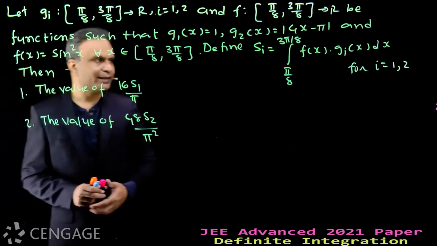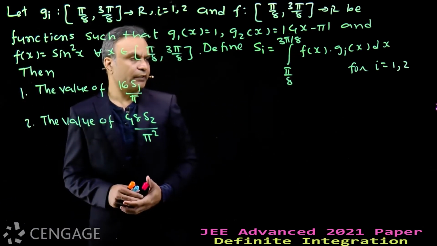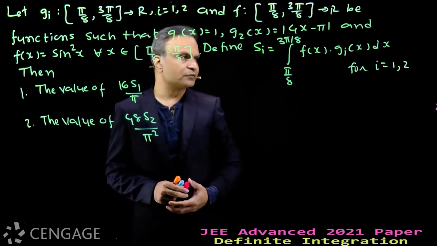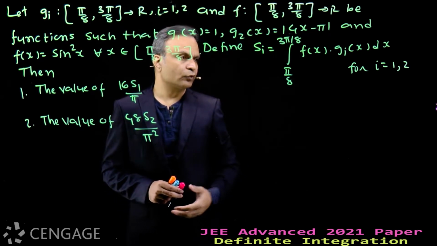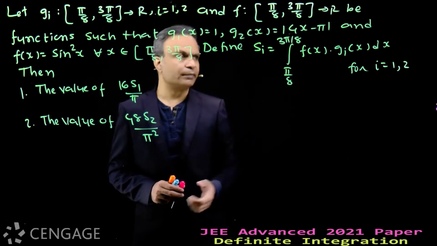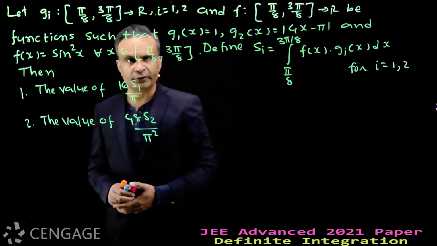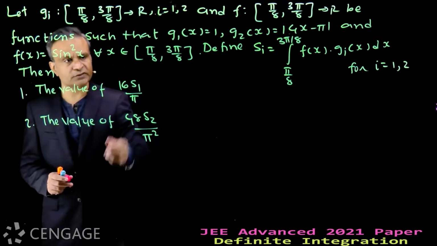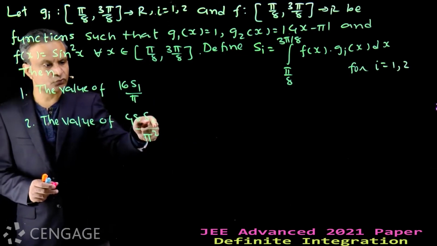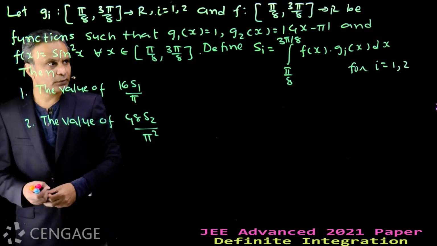Now we define S_i as this definite integral. It is integration of f(x) into g_i(x) from lower limit pi by 8 to upper limit 3 pi by 8 for i equal to 1 and 2. Then we have to find the values of 16 S1 over pi and 48 S2 over pi square.